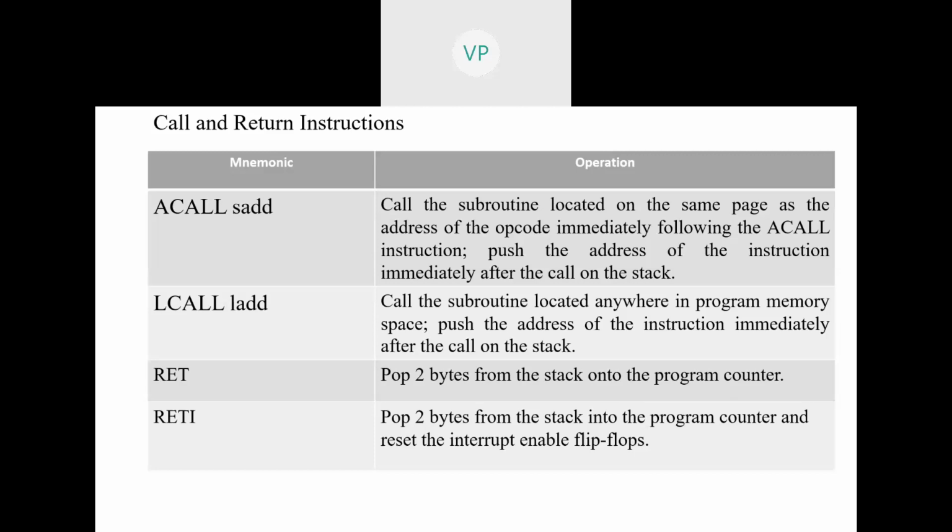And again, we have one more return instruction which is explicitly for the interrupt. Return interrupt, RETI. If you're returning from an interrupt, the operation is still the same. Pop 2 bytes from the stack into the program counter and reset the interrupt enable flip-flops here. Right? Everyone understood this one? These mnemonics, how they are working. I'll go through one example on this one.